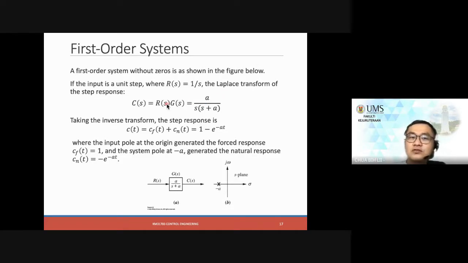Any questions so far on the poles and zeros?